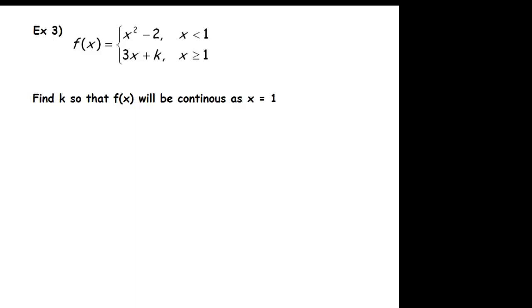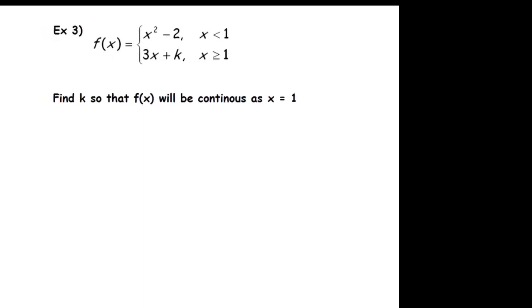Let's take another look at a piecewise function and analyze it for its continuity. We're given a piecewise function, and it's almost completely defined, except we have a variable here, k, and actually that stands for a number that we're supposed to find. And we need to find the k that will make this piecewise function continuous.